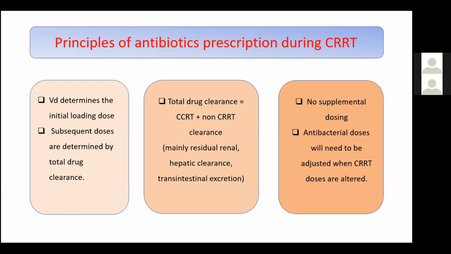So the volume of distribution is high in such children, and the volume of distribution only determines the initial loading dose in children with CRRT. Subsequent doses are determined by the total drug clearance. Now, the total drug clearance is calculated by adding the CRRT clearance plus the non-CRRT clearance, which may be mainly the residual renal, the hepatic clearance, and the transintestinal clearance. Now, one very important thing is that this concept of supplementary dosing is not there in CRRT like we have in intermittent hemodialysis, and the antibacterial doses will need to be adjusted whenever CRRT doses are altered.